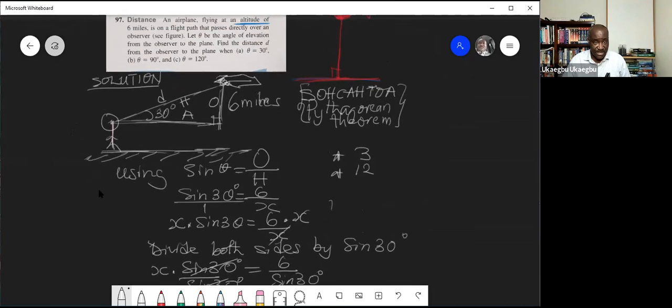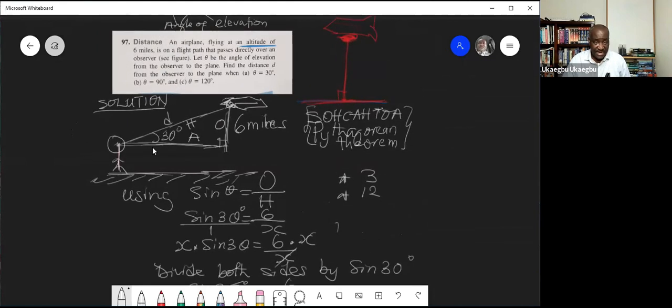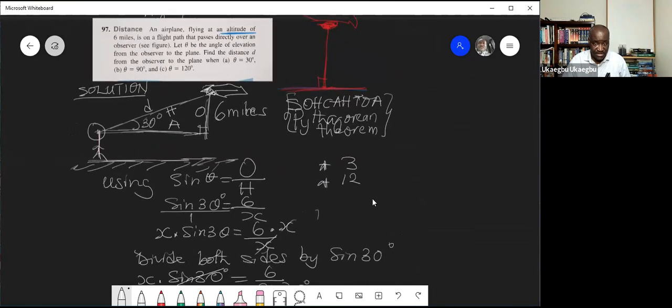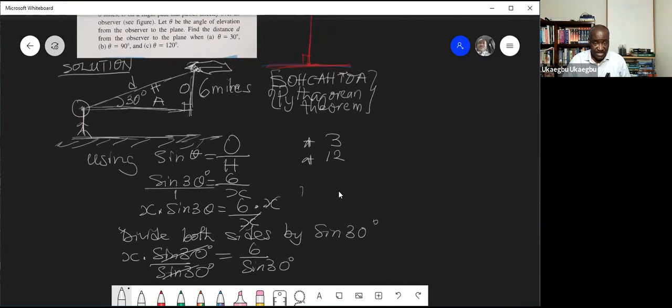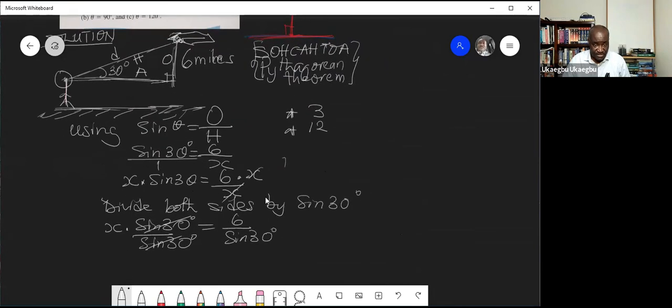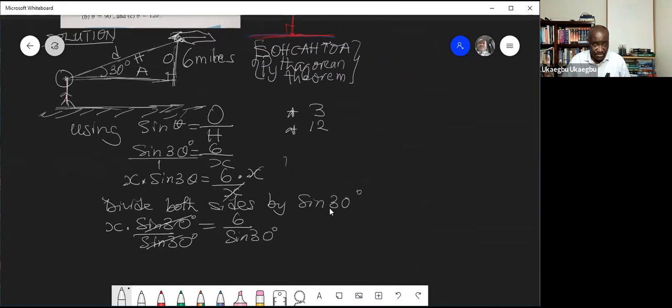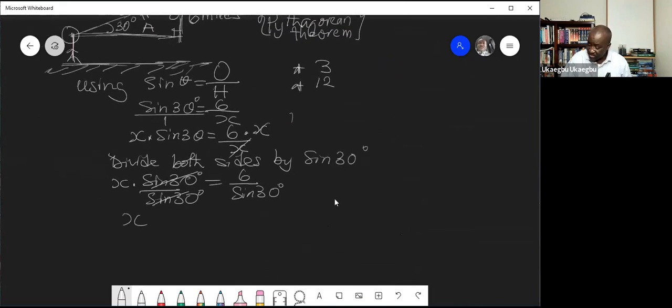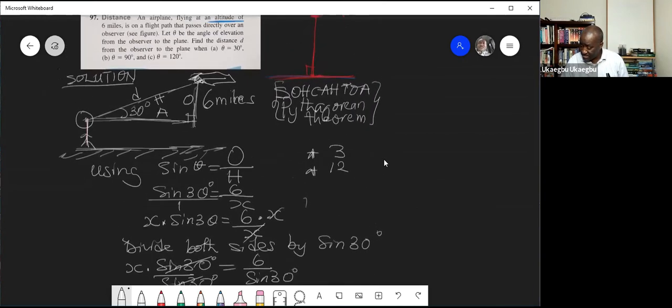So we started with a problem and then we analyzed the problem by sketching something, and then we got our angles, and then we used the formula that we already know, which is SOHCAHTOA, and we plugged in the numbers, and then we just did some mathematical manipulations, and then we got our result. So x is equal to what? 12 miles. So now the question is not over yet.